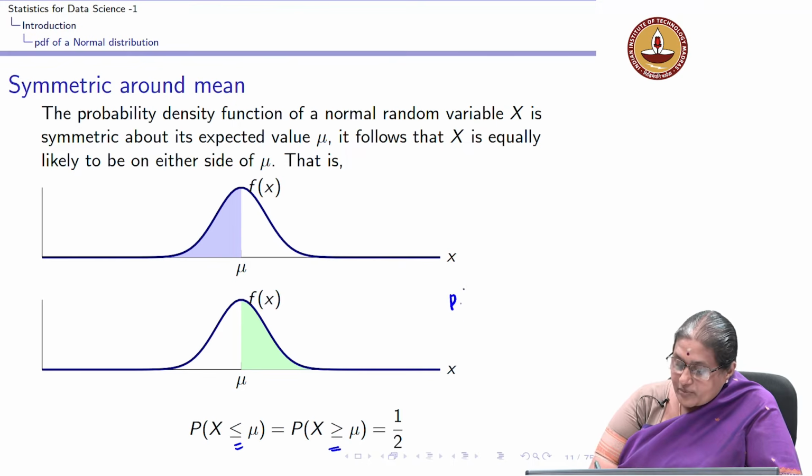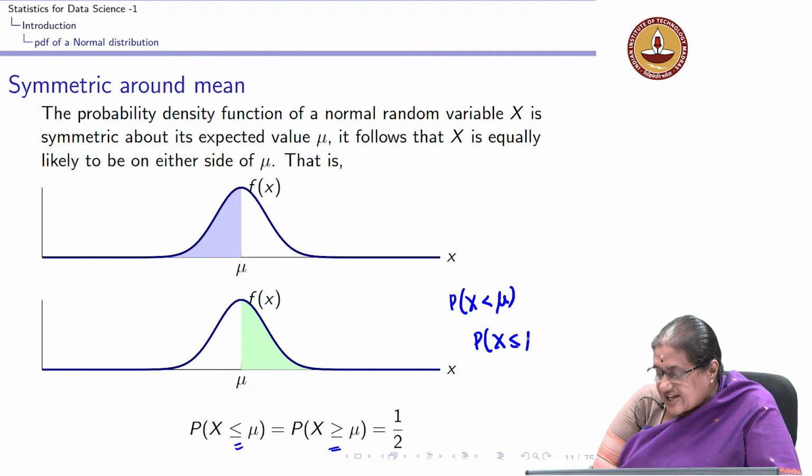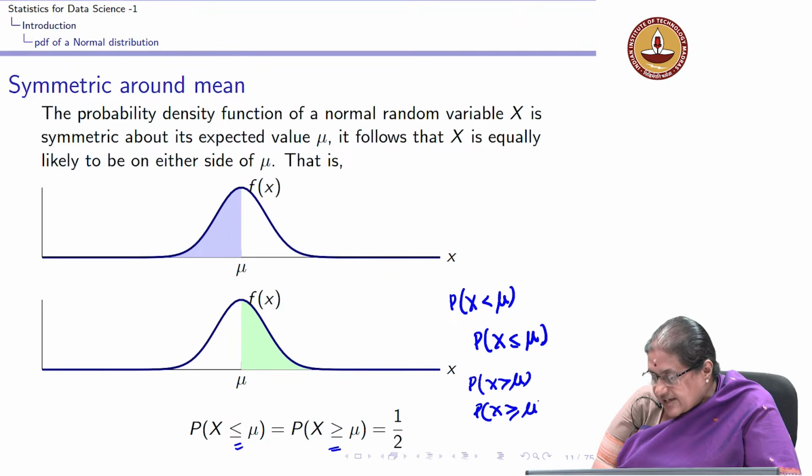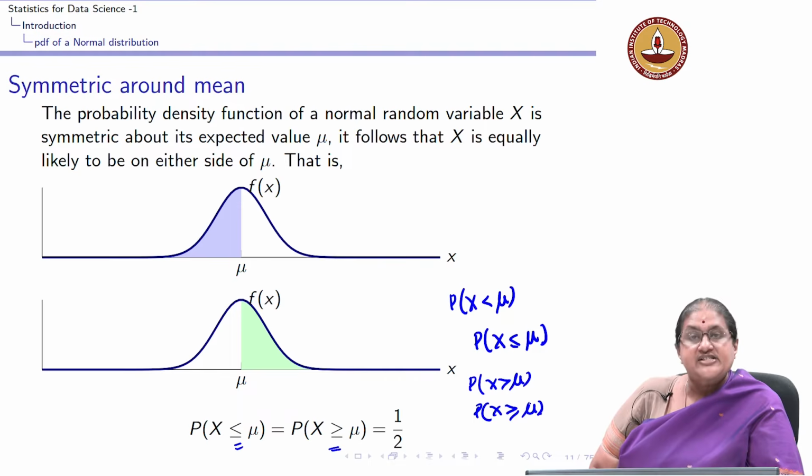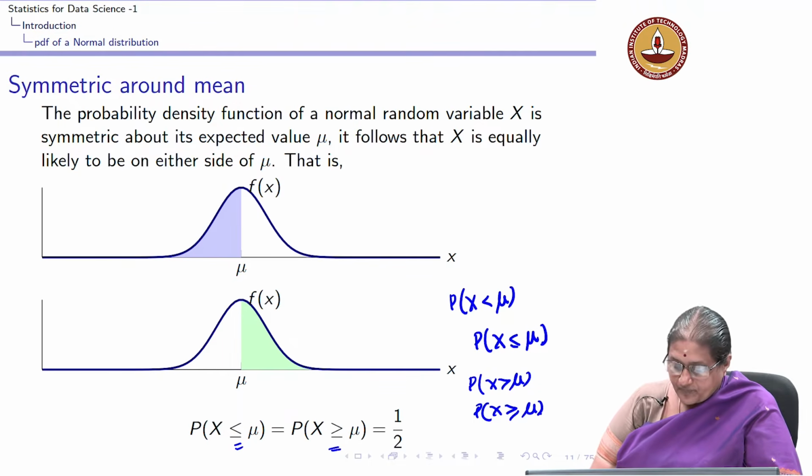Again, notice probability x is less than mu is the same as probability x is less than or equal to mu. Similarly, probability x is greater than mu is the same as probability x is greater than or equal to mu. Again, this follows from our discussion of continuous random variables.